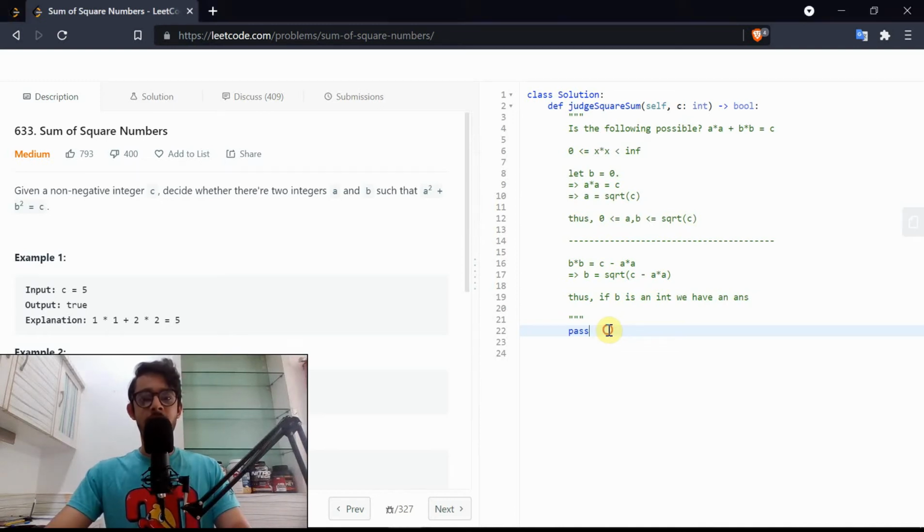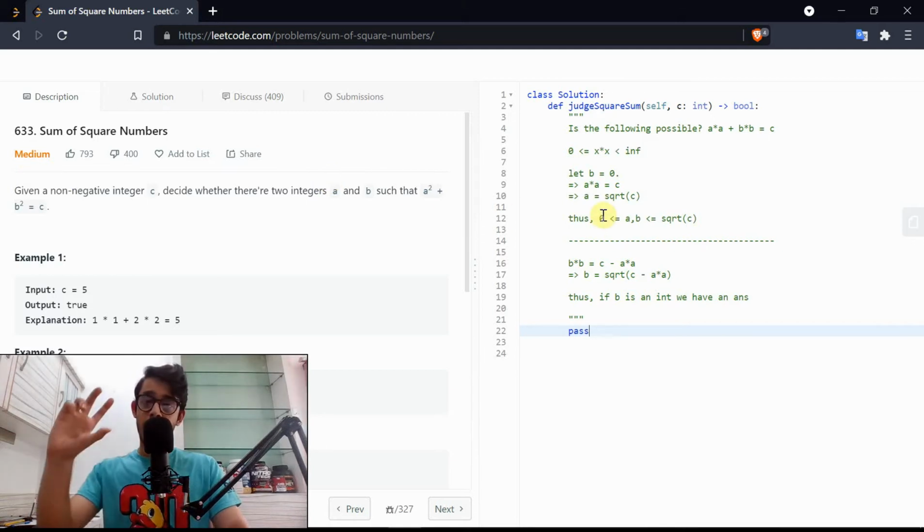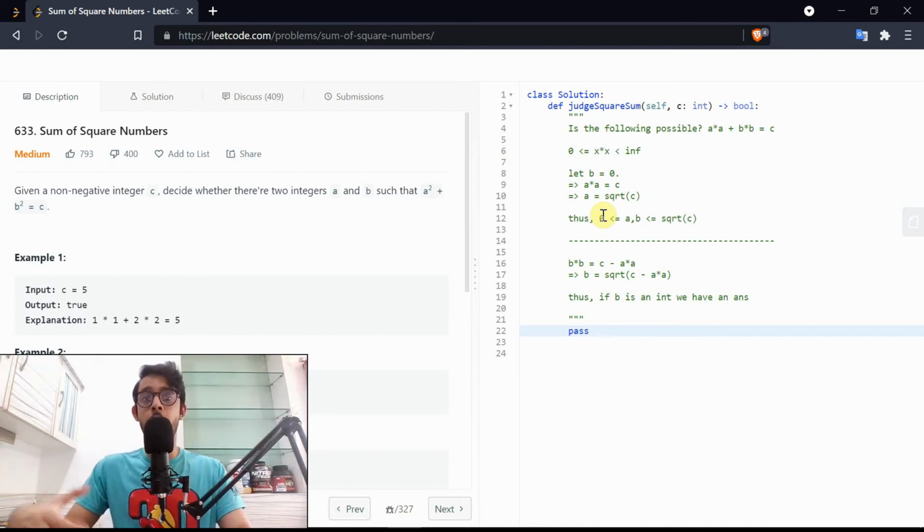Hello everybody, welcome. Today we are going to discuss the solution to the problem sum of square numbers. It's a medium rated problem, but we're going to discuss two solutions to it, both of them based on a couple of observations. The second one would be a more optimized version of the naive approach.